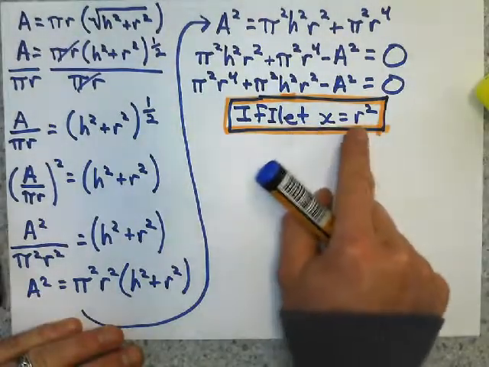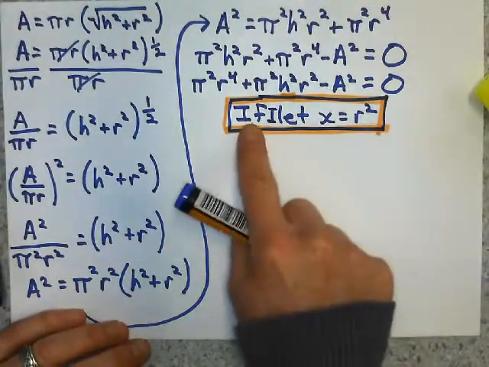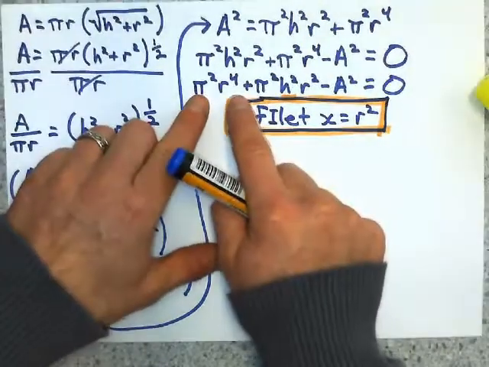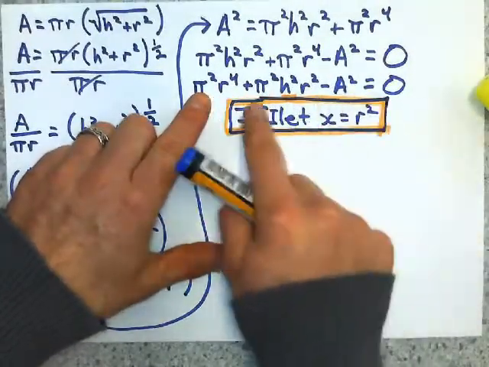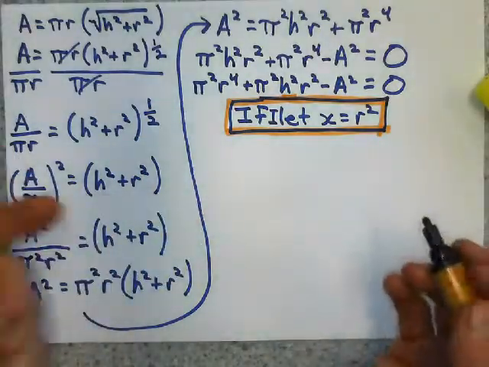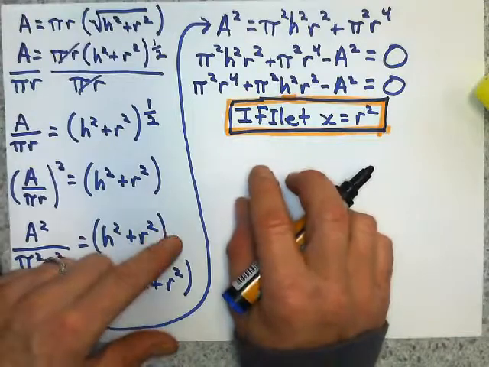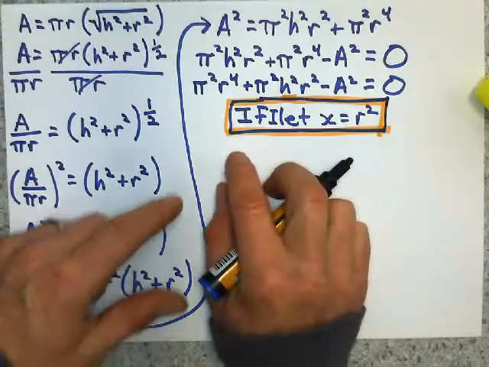So if I let x equal r squared, then I can rewrite this equation, and it will look like a quadratic, sort of. I mean, the pi is a funny coefficient, but we can deal with that. Now, just watch what I do here.